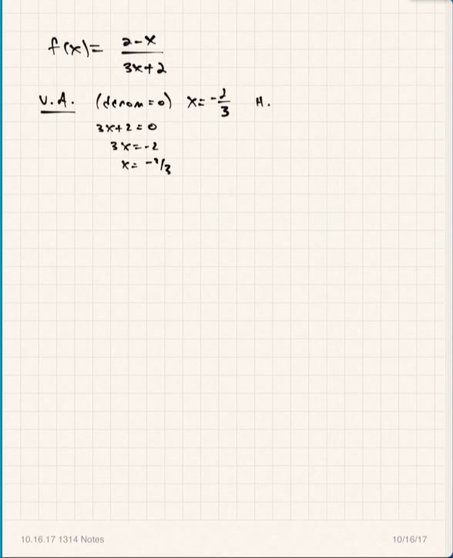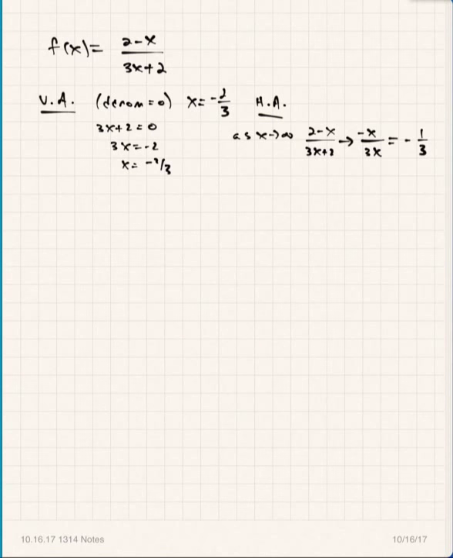The horizontal asymptote, we're looking at the terms with the biggest powers, right? As x goes to infinity, what's happening here? Our function 2 minus x over 3x plus 2 is going to approach, if we take the negative x term in the numerator and the 3x term in the denominator, negative x over 3x. The x's cancel, and you get y equals negative 1/3.